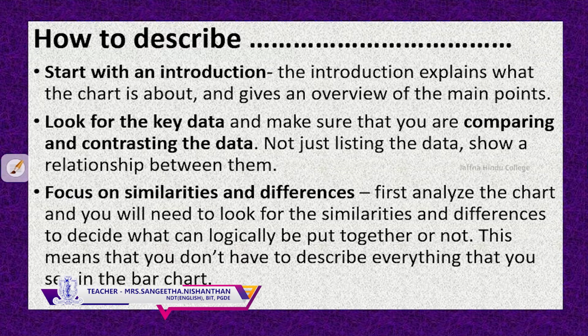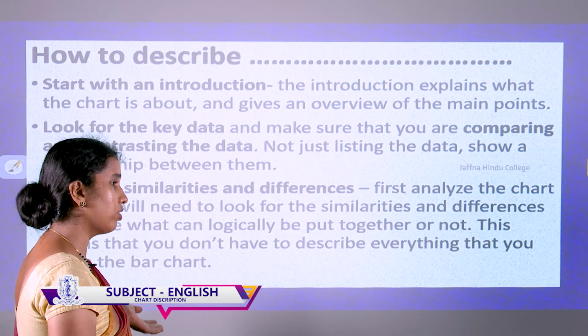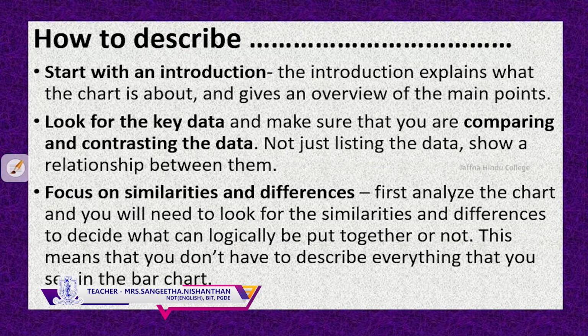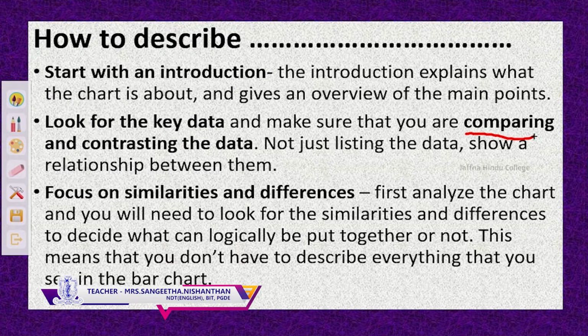So the title comes in the first paragraph, and in the second paragraph, look for the key data. We don't want all the data given. There is no need to describe every single piece of data. And make sure that you are comparing and contrasting the data. The important thing we have to do is compare and contrast the data and show a relationship between them. So we have to compare the data given, or contrast the highest, the lowest, the equal amount of, or less than or more than. This makes a relationship among the data. Focus on similarities and differences.